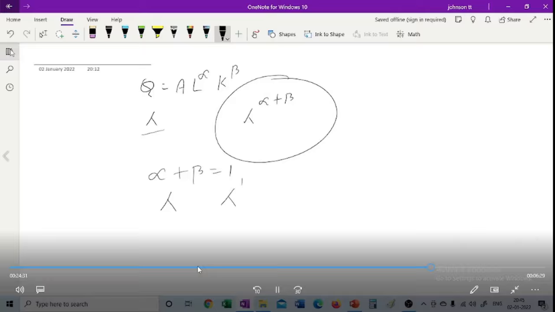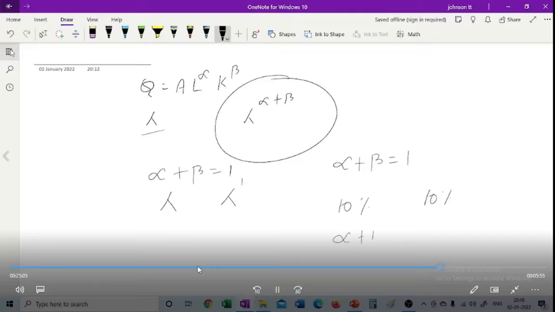And what is the meaning of alpha plus beta equal to 1? That means if you increase labor and capital by 10%, your output will also increase by 10%. So this shows constant returns to scale. So the Cobb-Douglas production function always gives constant returns to scale because alpha plus beta is equal to 1.